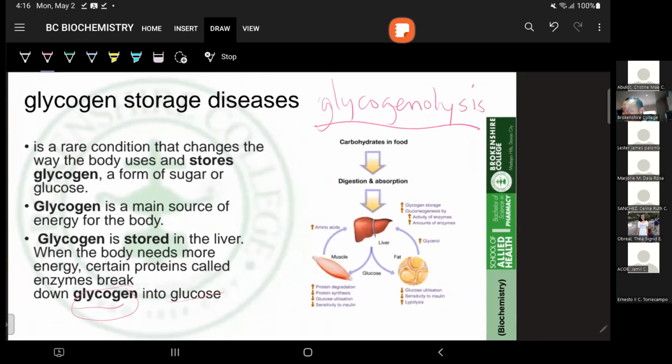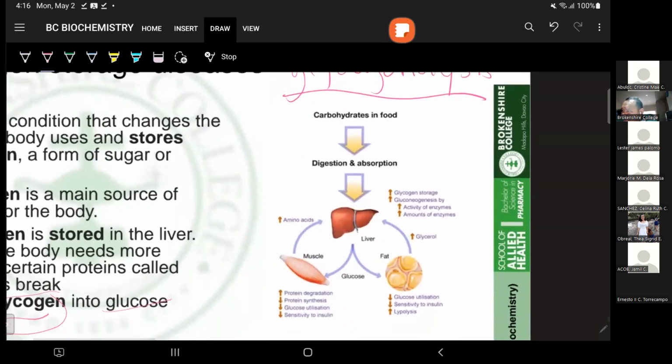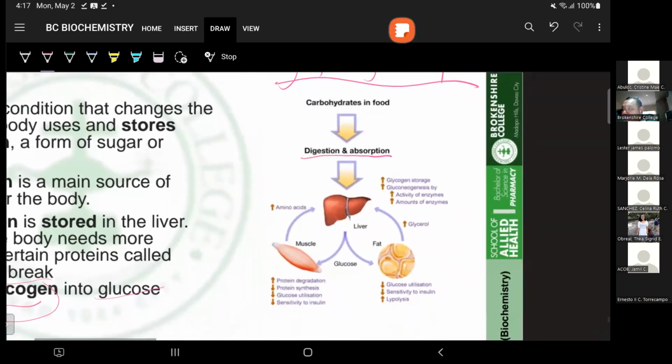Okay, so we have here carbohydrates in food. They should be digested and well absorbed in the body, with enzymes that could break them down or facilitate absorption of these carbohydrates. And then in the form of glucose, it will be stored in the muscle. Some will be in the fats and in the liver in the form of glycogen.